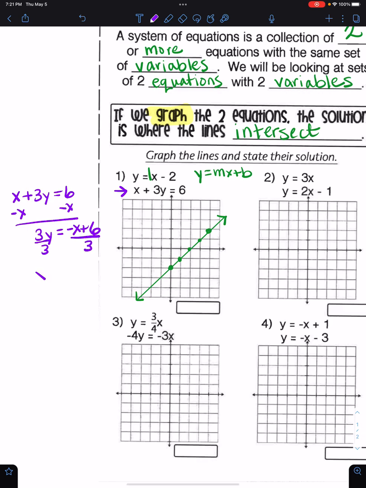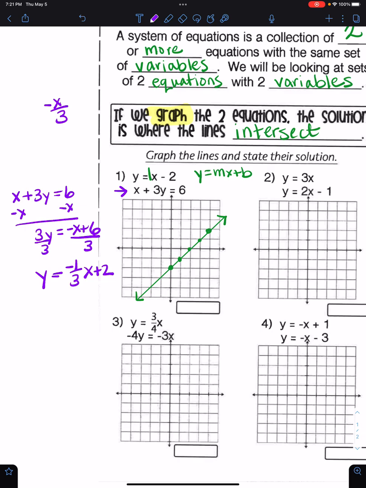So on the left, I have 1y, and then I have negative x over 3, but I'm going to write it like this, -1/3 x, because I know that that coefficient of x is going to be my slope, and that'll make it easier to graph. And then I just have 6 divided by 3, which is 2. So now that equation is in slope-intercept form.